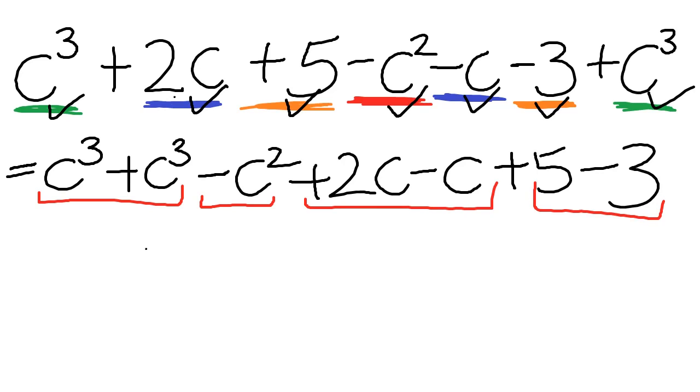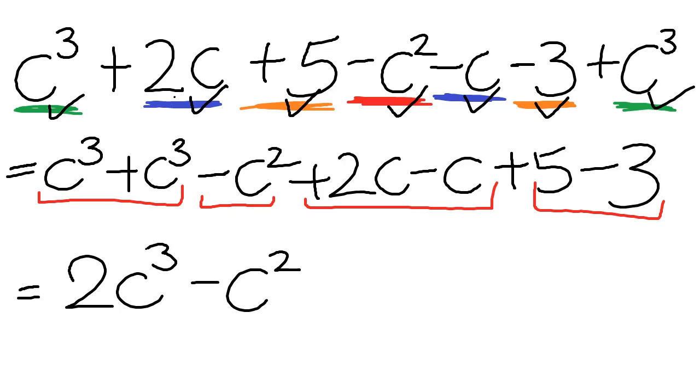So, c cubed plus c cubed is basically 1 plus 1. So it's going to be 2c cubed because there are two of them. Then we can write our minus c squared because there's nothing else with it. And then we're going to do our plus 2c minus c. That basically means 2 minus 1, which is 1. So we can just write plus c because there's only one of them. And then finally we have our plus 5 minus 3, which is basically 2.